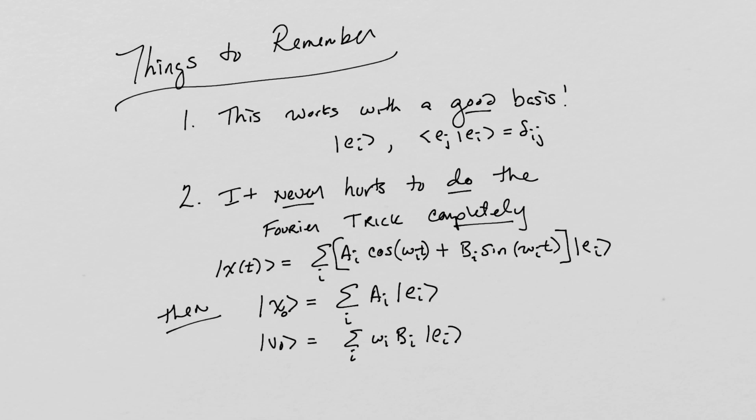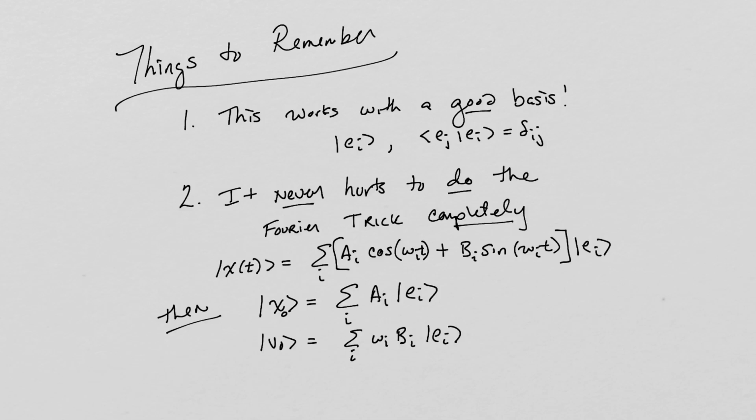Okay, so things to remember. First, you need a good basis in order to do this. You have to know what the dot product of two different states are, and it's always better if that basis is normalized so that the dot product of any two states is 0, except if they're the same, and then it's 1. And of course, it never hurts to do the Fourier trick completely. Doing this dot product every time you need to solve for the coefficients takes like 2 more lines of algebra. And when you have those 2 lines of algebra, it helps you to remember why you're doing what you're doing, right? I take my system, I decompose it onto states, and then I find those coefficients so that way I can reconstruct the system as a function of time.